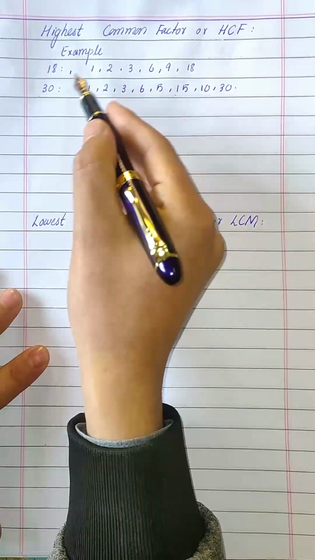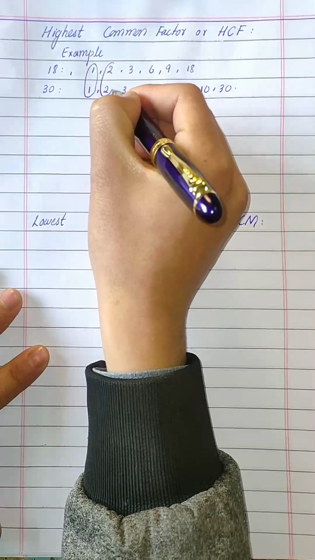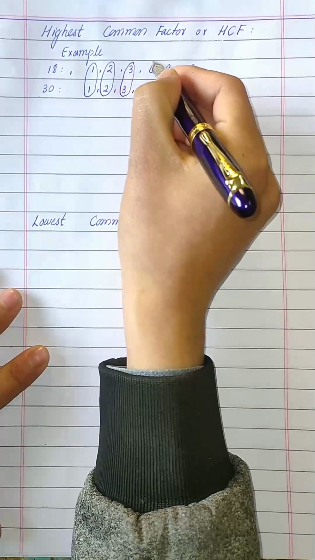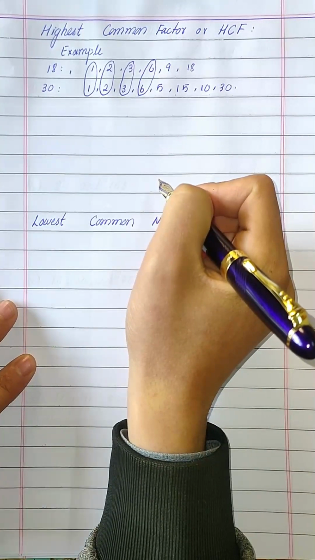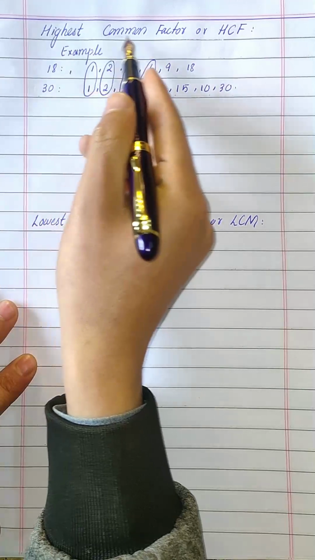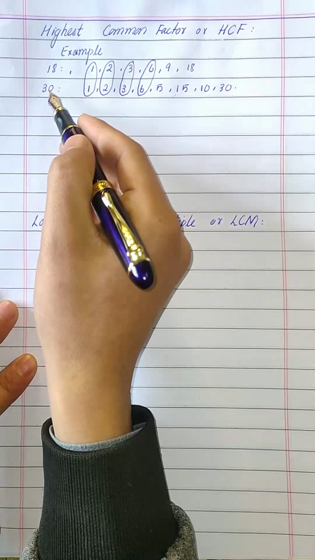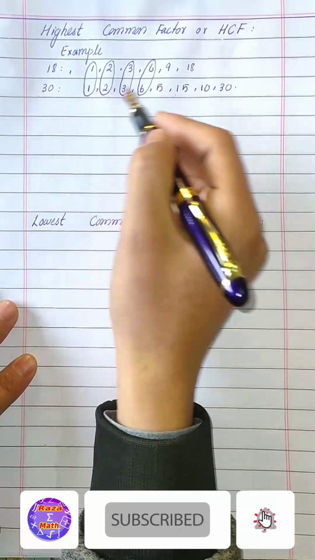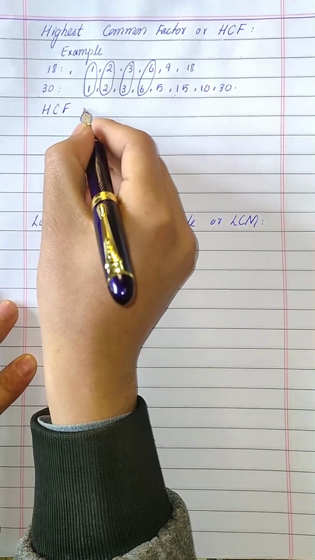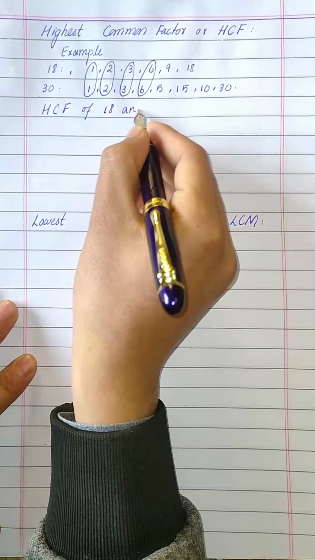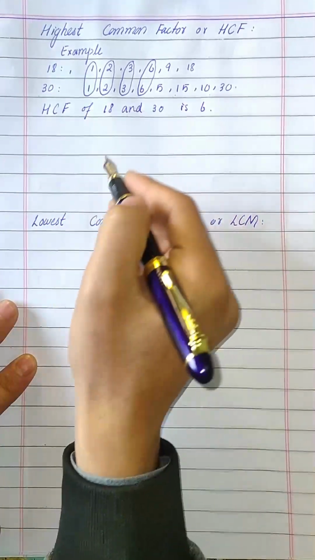Between the factors of these two values, we see that 1 is a common factor, 2 is also a common factor, 3 is also a common factor, and then 6 as well, and then there is no other common factor between these two. The term HCF, or highest common factor, suggests that we choose the highest common factor between these two. So the highest common factor of 18 and 30 is 6. So 6 is the HCF of 18 and 30.